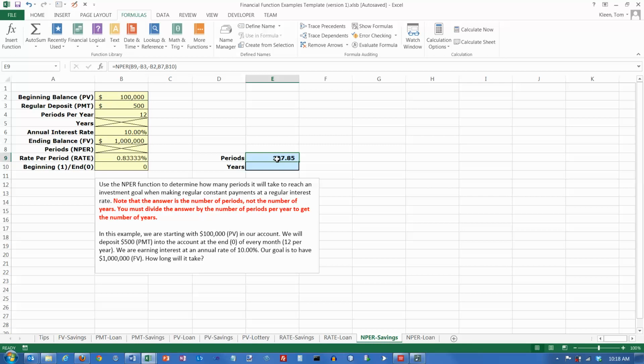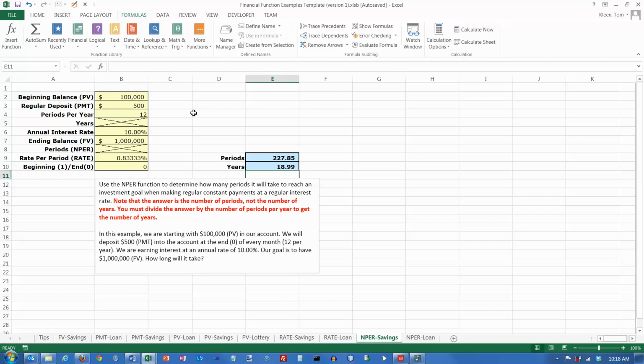this is the NPER function, which stands for number of periods, and we have 12 periods per year, so that's the number of months. It's not the number of years. That's kind of a hard number for most people to get a handle on, so what we're going to do is take that number and divide it by not 12, but B4. And that way, if the periods per year ever changes, this will automatically change as well.